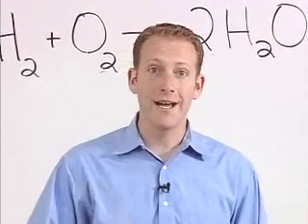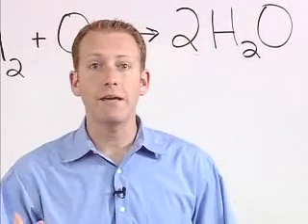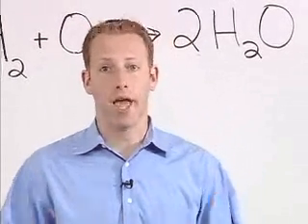The next thing you need to know is Table E. Table E is very, very important. Table E shows polyatomic ions.